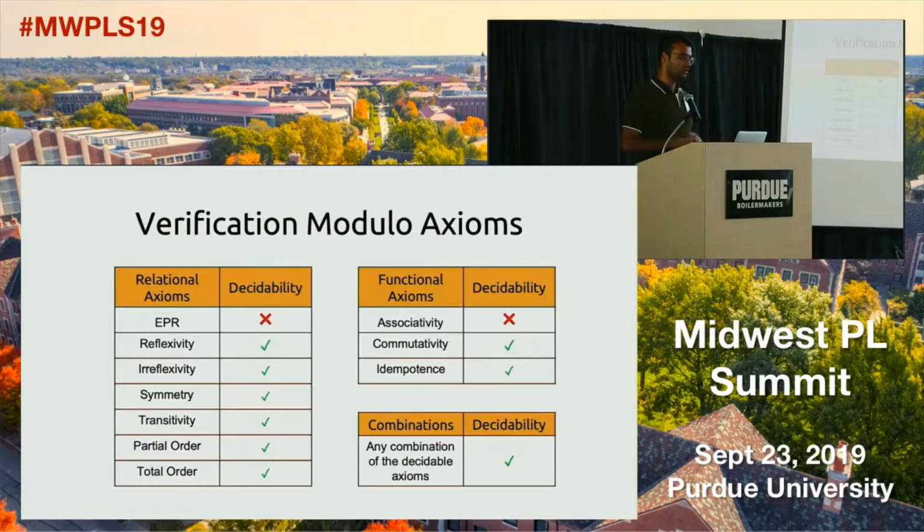Similarly, we try to investigate what happens when you try to constrain your functions. So when your functions are associative, you immediately get undecidability. But for commutative and idempotent functions, you get decidability. And we also show that if you look at any subset of the decidable axioms, any combinations of those will also be decidable.